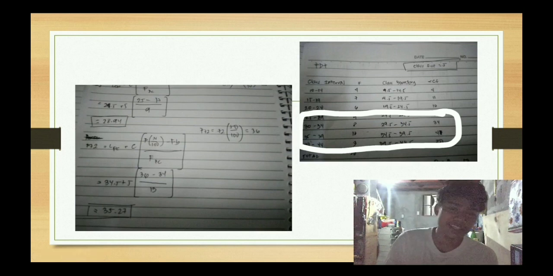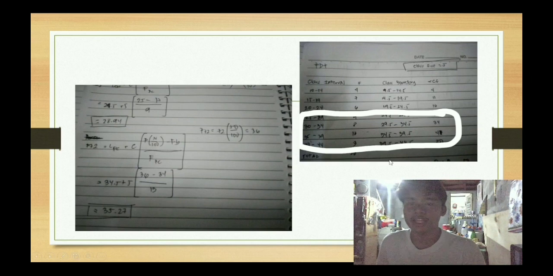So, i-transfer lang po natin yung mga numbers. Paano nga pala muna natin mahanap yung percentile class sa mismong FDT? Ganun din po tulad ng sa quartile tsaka sa decile, equal or greater than the percentile class. So, equal or greater than 36, so 47. Sakop siya sa class interval ng 35 to 39.